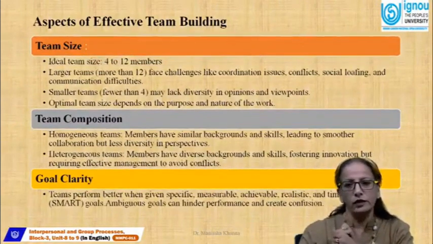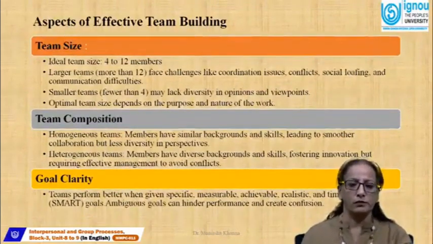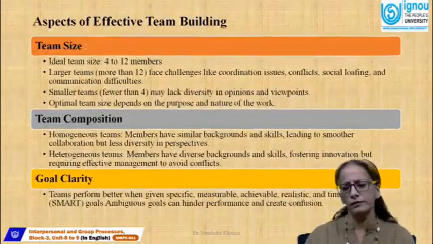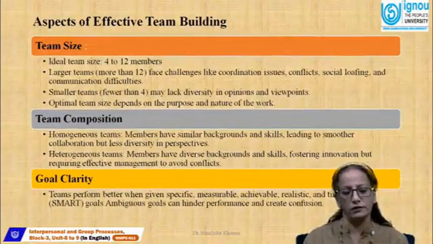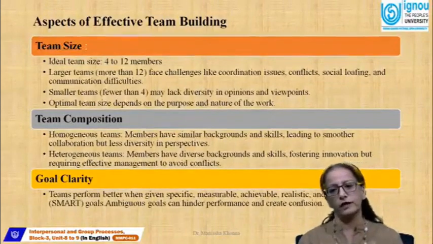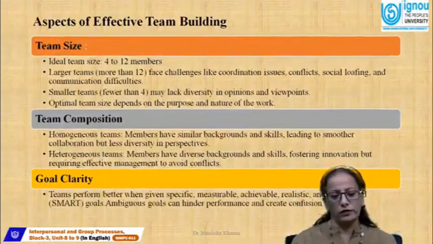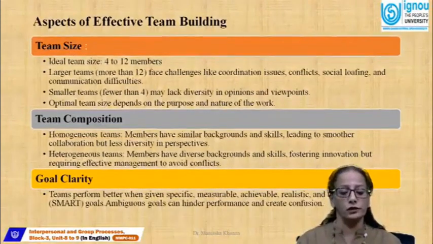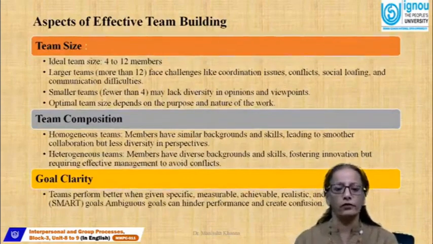The optimal team size not only increases team collaboration, but also helps the work get done in an effective manner. Then again, team composition is very important. Members of similar backgrounds or similar skills lead to smoother collaboration and less diversity of perspective. That is called homogeneous team composition, whereas in the other case the members have diverse backgrounds and different skills, fostering innovation but requiring effective management to avoid conflicts. That is known as heterogeneous teams, which are important where complex subjects are there and different opinions and perspectives are required from people of different backgrounds.